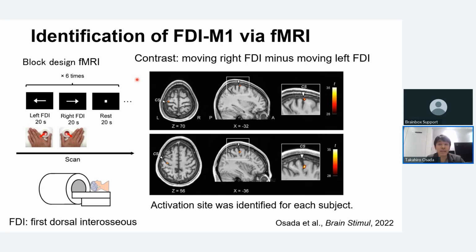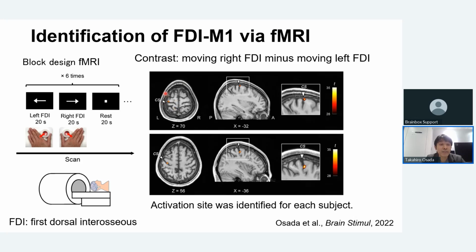They moved their left or right FDI muscle at 2 Hz as the arrow blinked for 20 seconds. The left, right, rest cycle was repeated 6 times. fMRI analysis revealed activation for each subject. The contrast of moving right FDI minus moving left FDI revealed activation confined to the region anterior to the central sulcus in the left hemisphere.